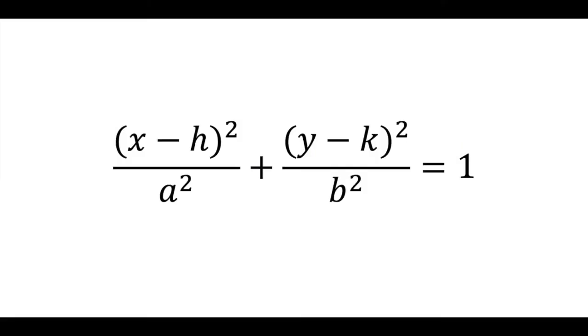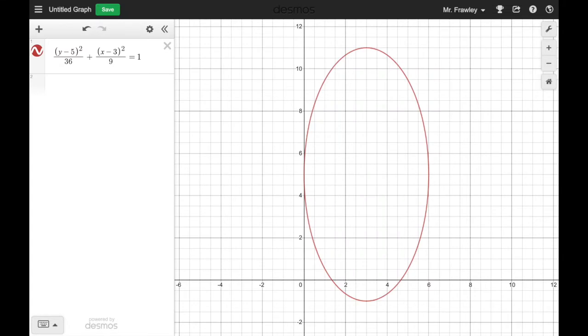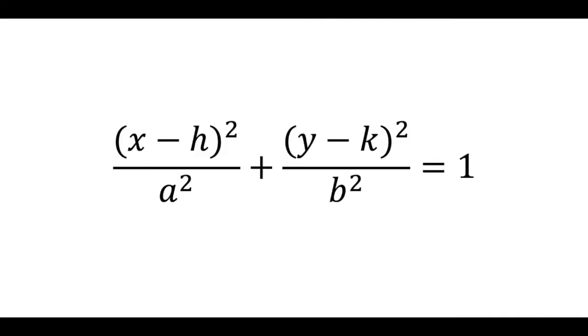So let's set up an ellipse with a major axis parallel to the y-axis with a length of 12 and a minor axis with a width of 6, centered at the point (3, 5). Standard form is going to be (x minus h) squared over half the appropriate axis length squared, plus (y minus k) squared over half of that axis length squared. Since our center is at (3, 5), we'll have x minus 3 and y minus 5.